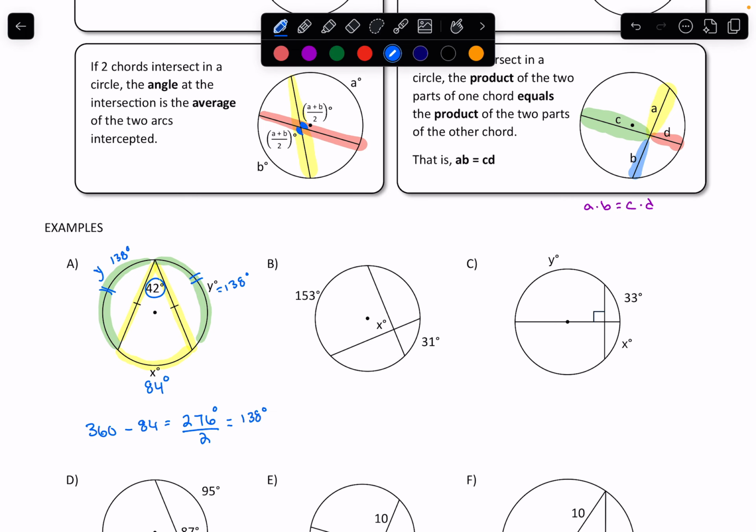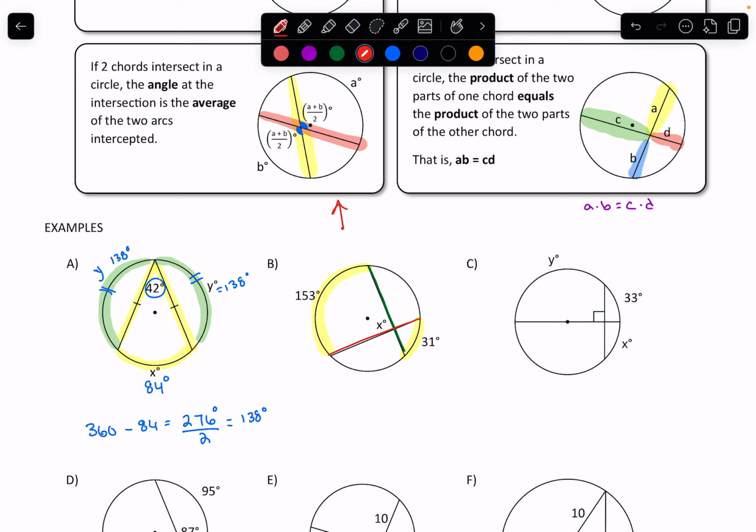We'll try to do a little bit better this time. I'm looking for x, and x is this angle that is created when this green arc intersects this red arc. There's a rule right above me that says the angle on the inside is equal to the average of the angles on the outside. So when I look at my picture, my outside arcs are 31 degrees and 153 degrees.